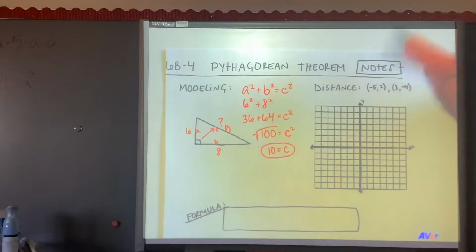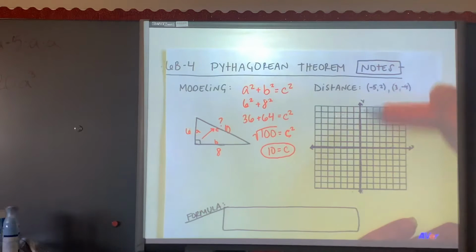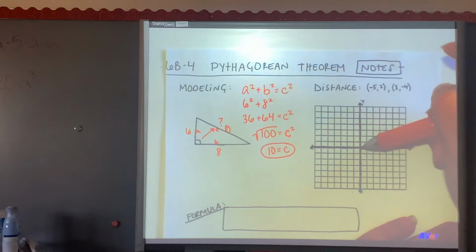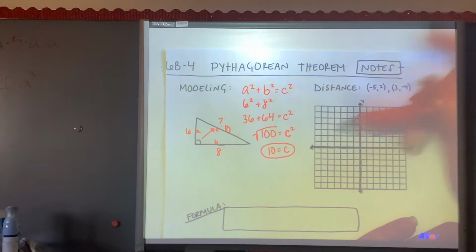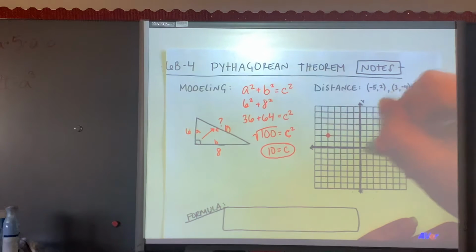Let's see what we would do if we had to use a graph to find the distance between 2 points. Negative 5, 2 would be this point here. I would go negative 1, negative 2, negative 3, negative 4, negative 5, and then up 2 to draw a dot. Here's 1 dot. The next dot, 3, negative 4, would be here.